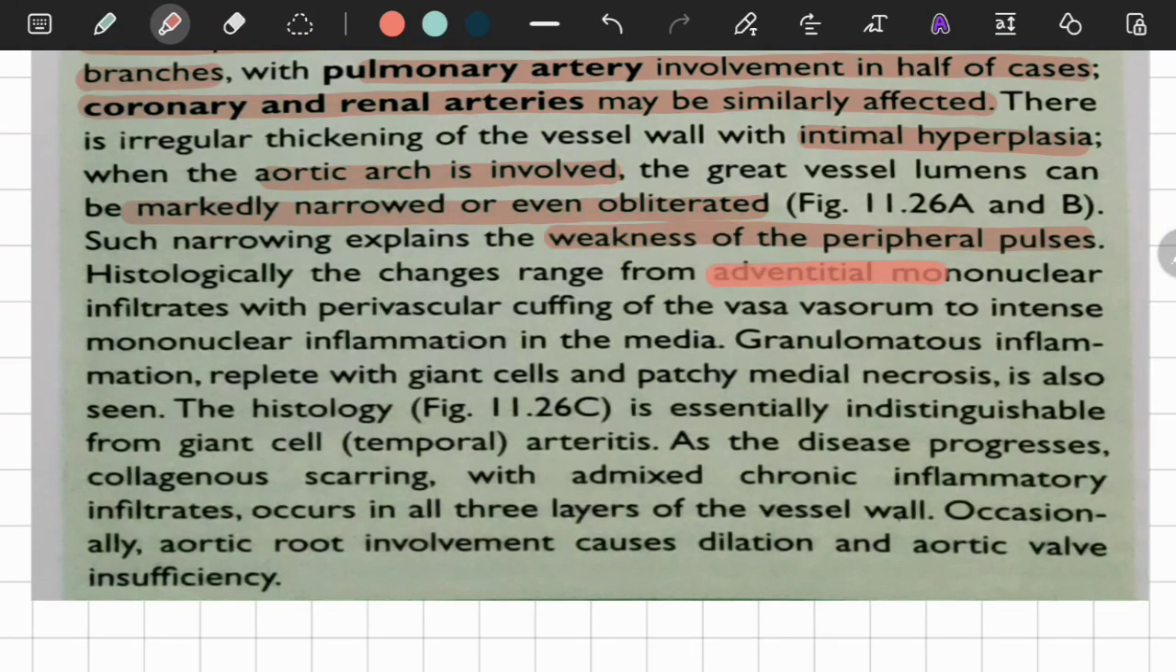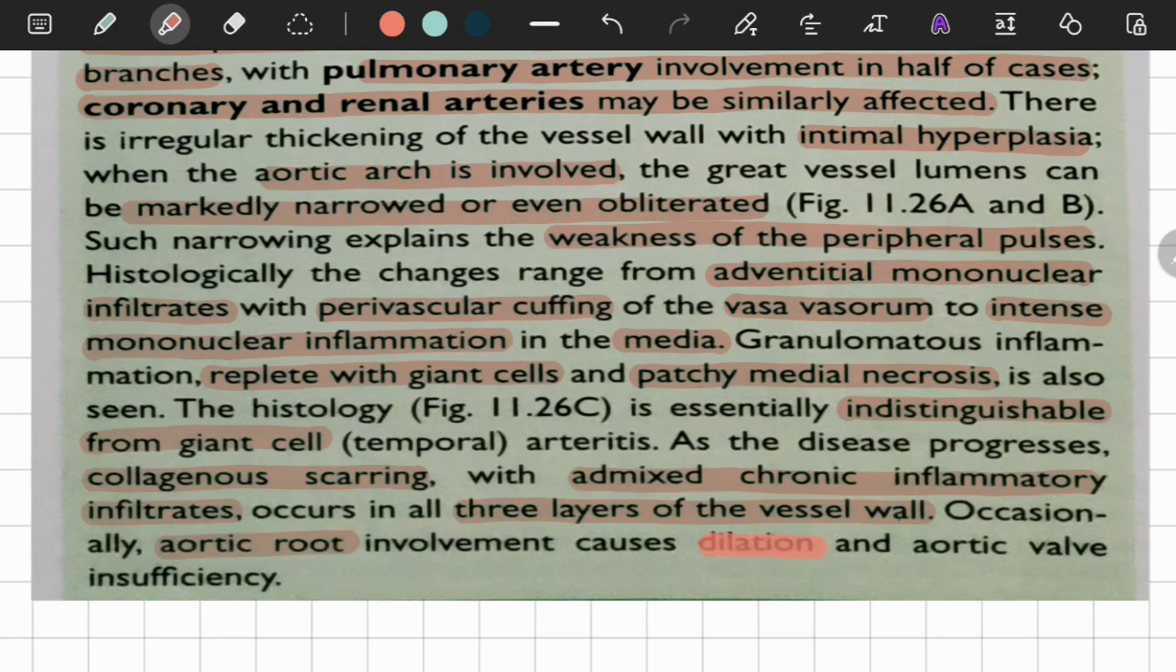Histologically, the changes range from adventitial mononuclear infiltrates with perivascular cuffing of the vasa vasorum to intense mononuclear inflammation in the media. Granulomatous inflammation replete with the giant cells and patchy medial necrosis is also seen. The histology is essentially indistinguishable from giant cell temporal arteritis. As the disease progresses, collagenous scarring with admixed chronic inflammatory infiltrates occurs in all the three layers of the vessel wall. Occasionally, aortic root involvement causes dilation and aortic valve insufficiency.